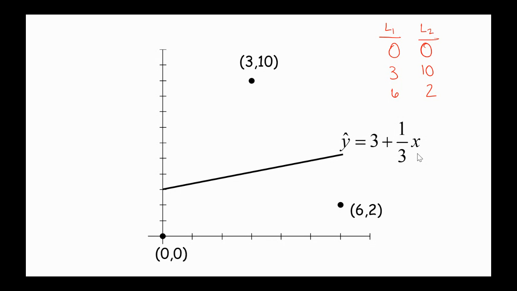Okay, so what's our deviation? What's the vertical deviation from the line for our first point, (0, 0)? What would this deviation be?